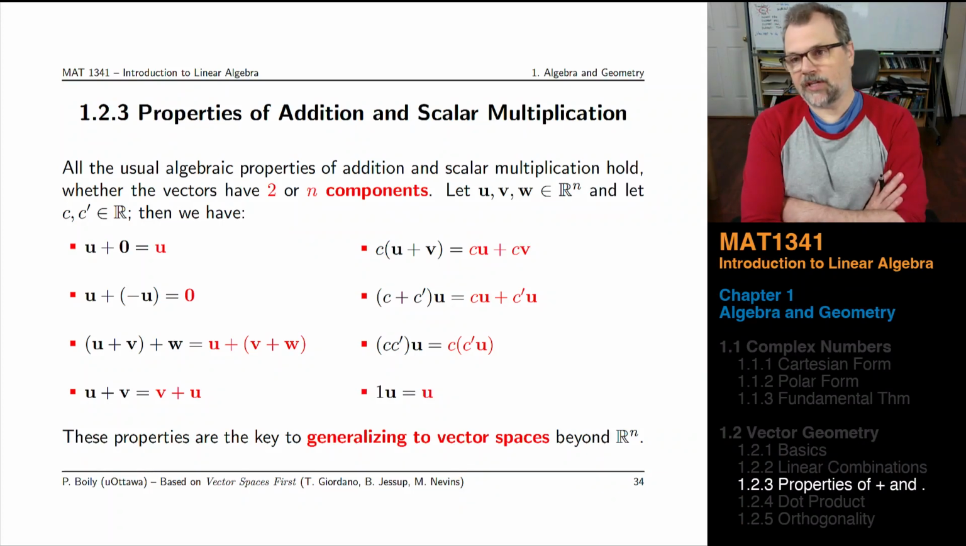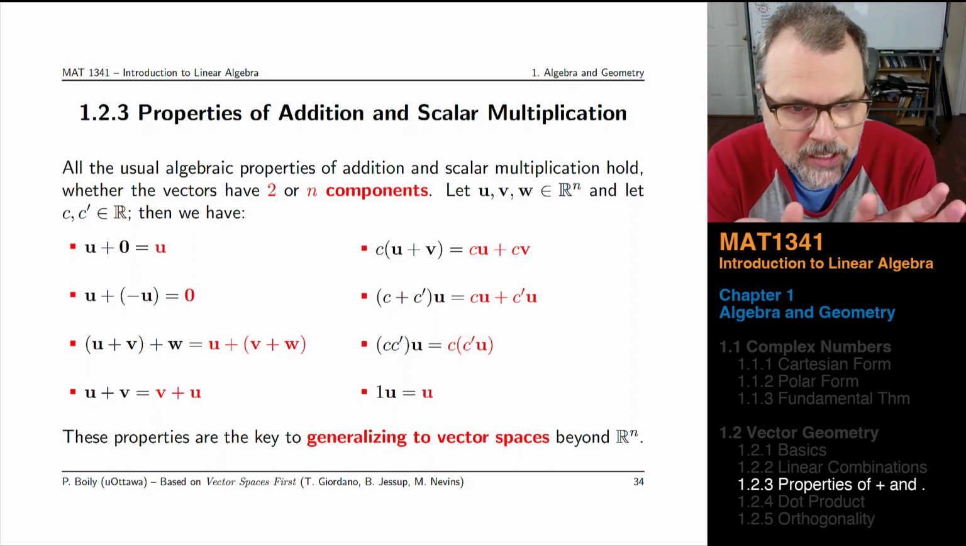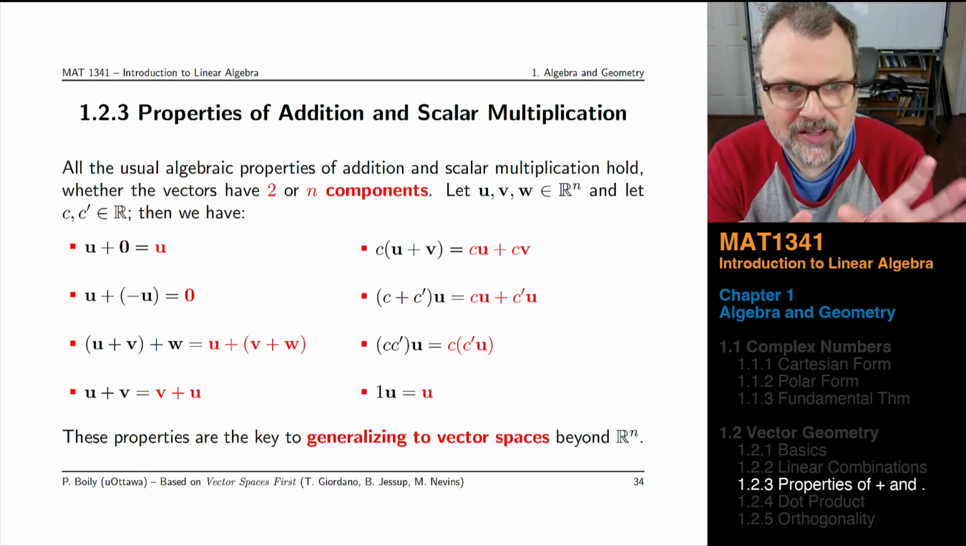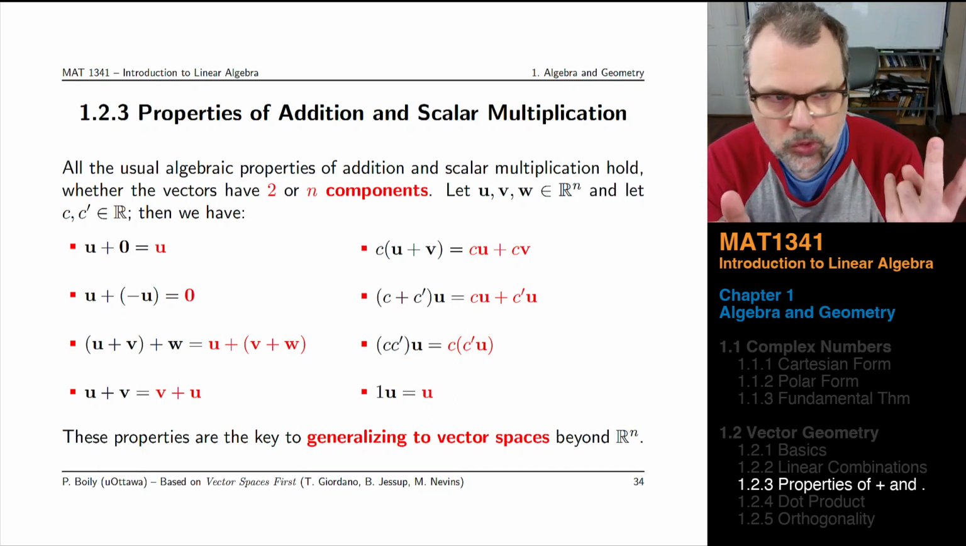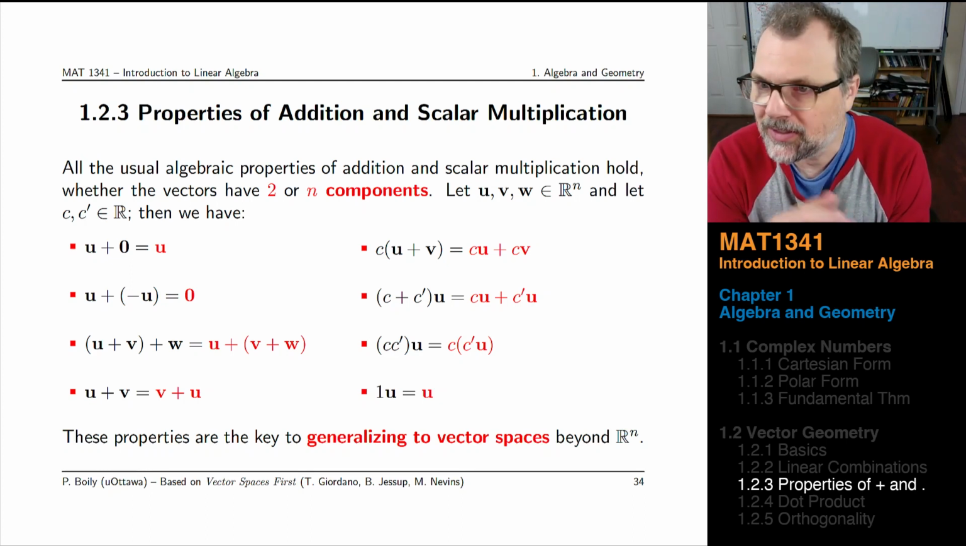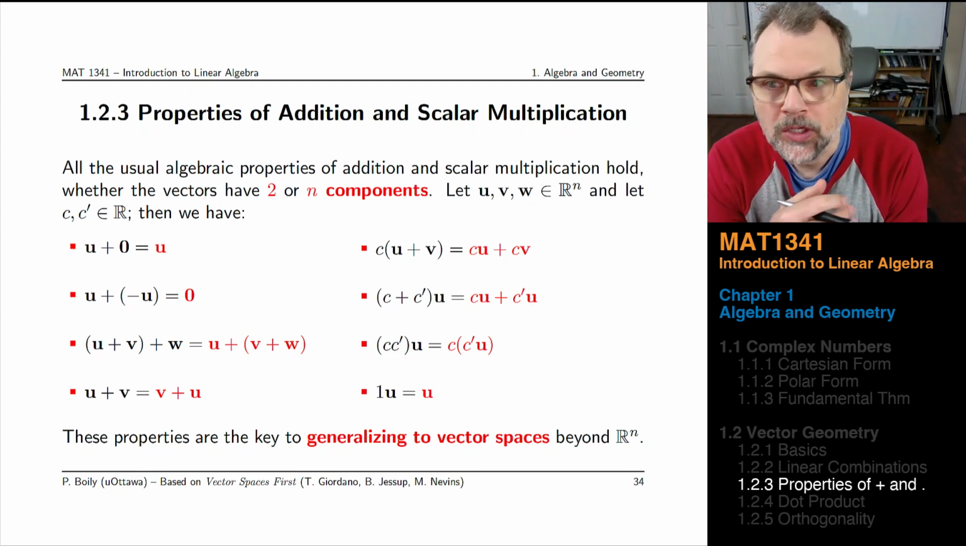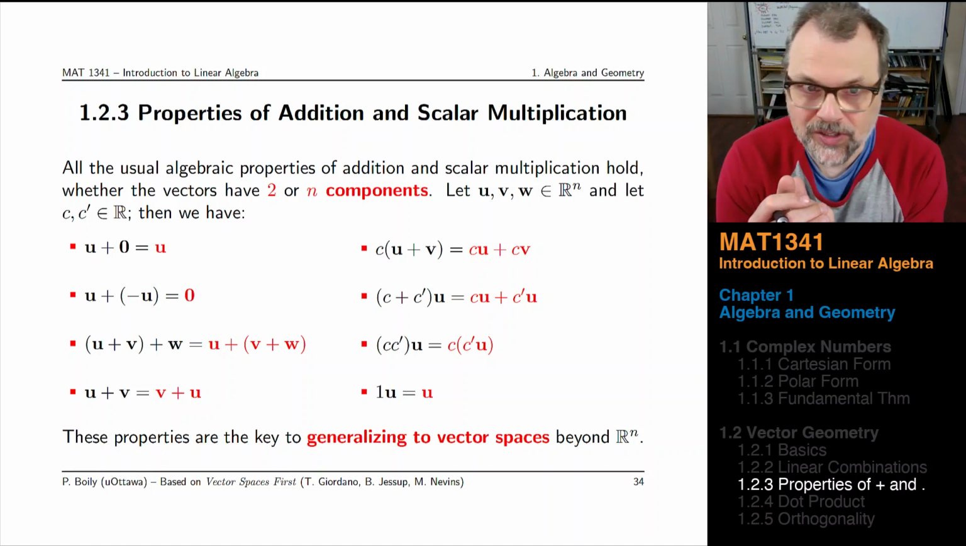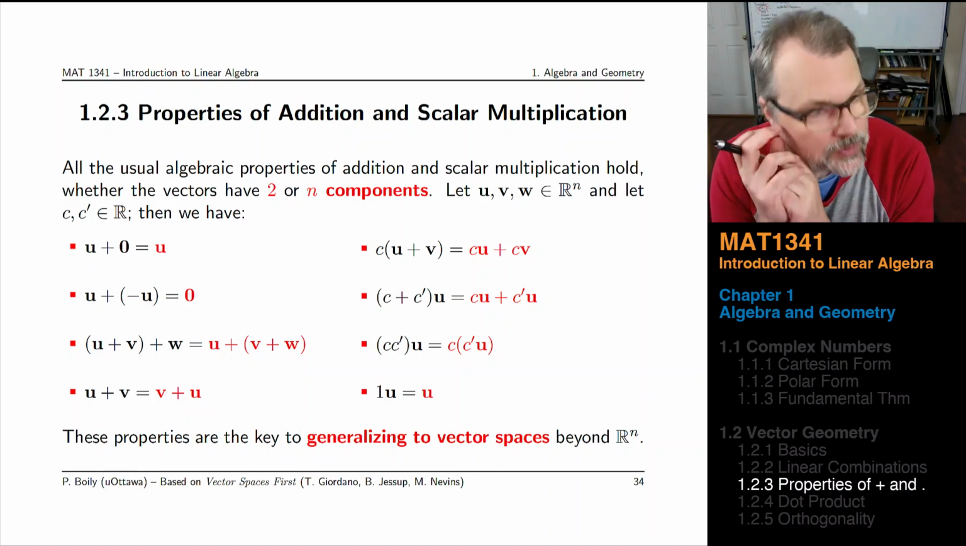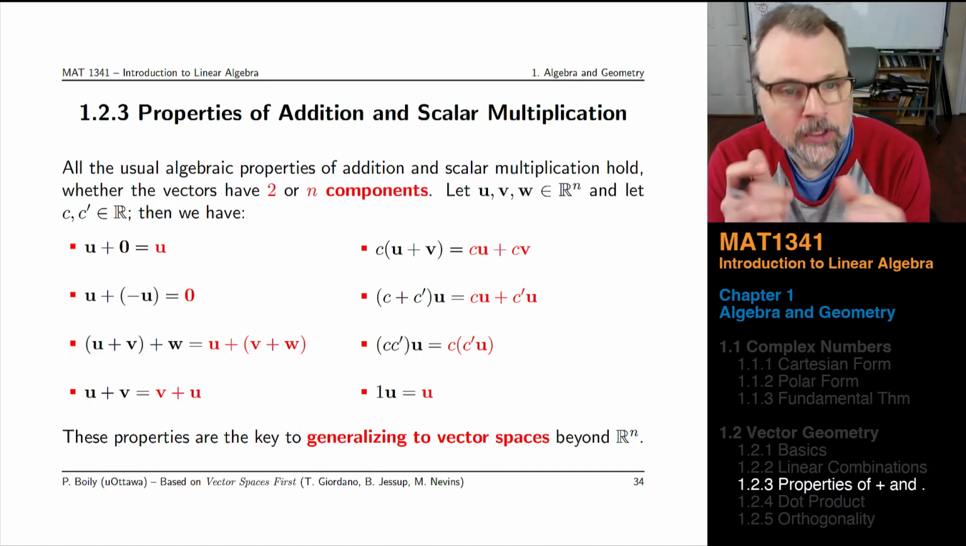Vector addition and scalar multiplication have a set of important properties. These are properties that we think of as being valid whether the vector has two components or n components. This is something that's specific to these geometrical vectors, these vectors in n space. So the properties are as follows.